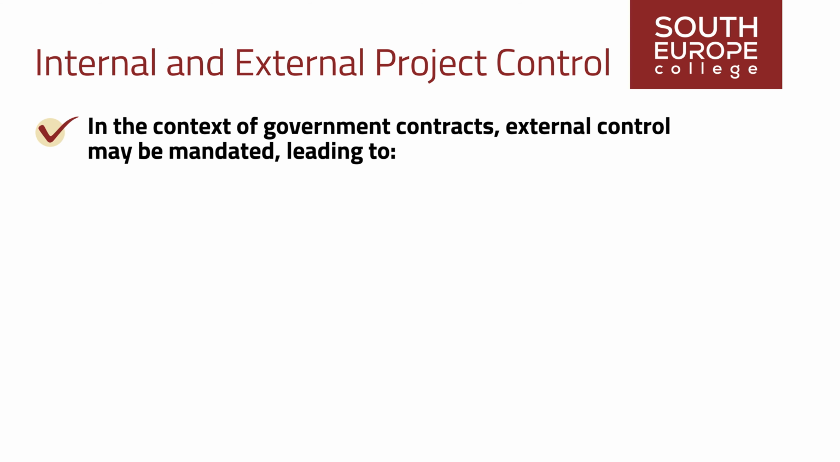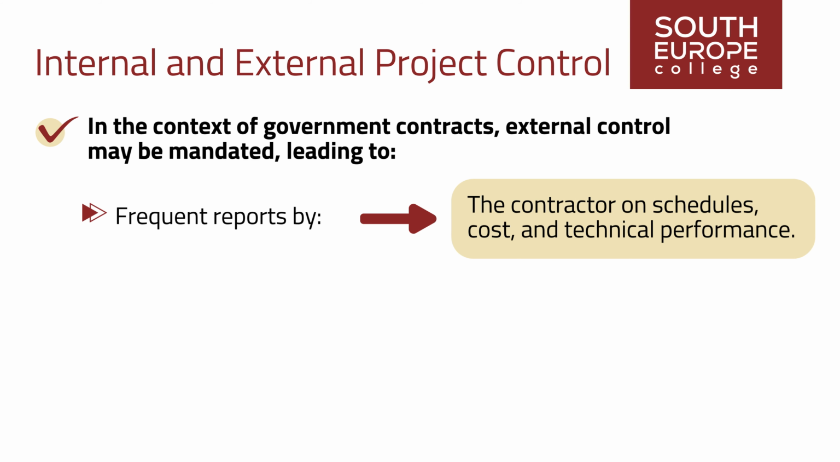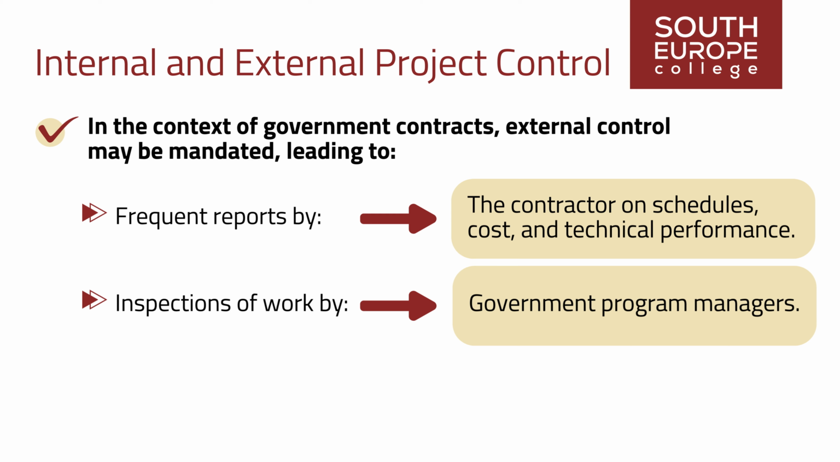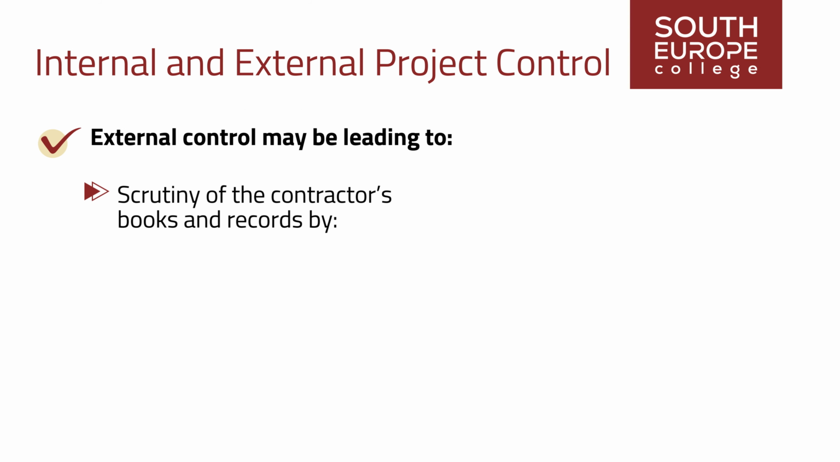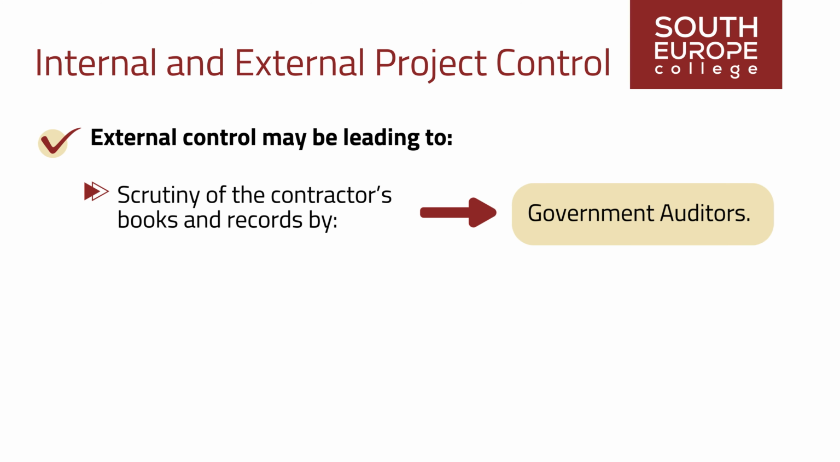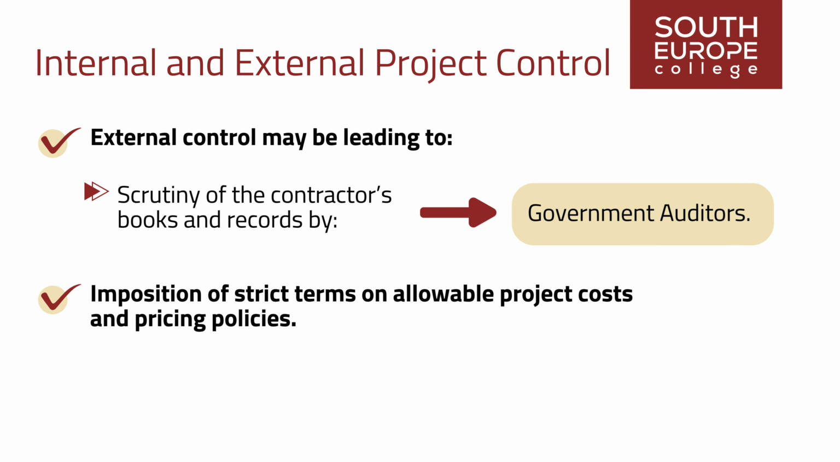In the context of government contracts, external control may be mandated, leading to frequent reports by the contractor on schedules, cost, and technical performance. Inspections of work by government program managers. Scrutiny of the contractor's books and records by government auditors. Imposition of strict terms on allowable project costs and pricing policies.